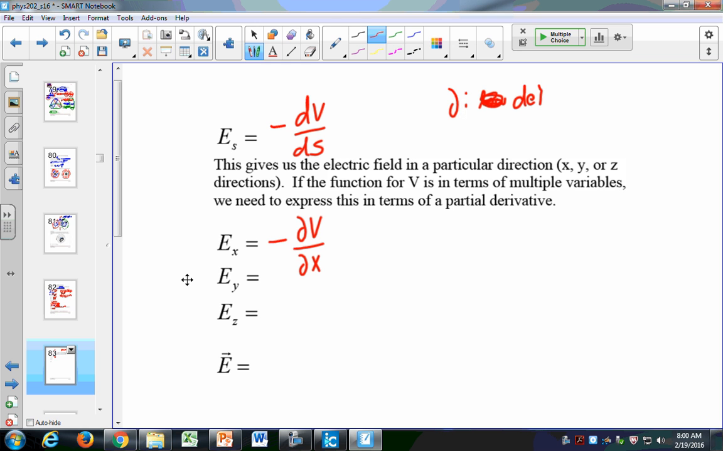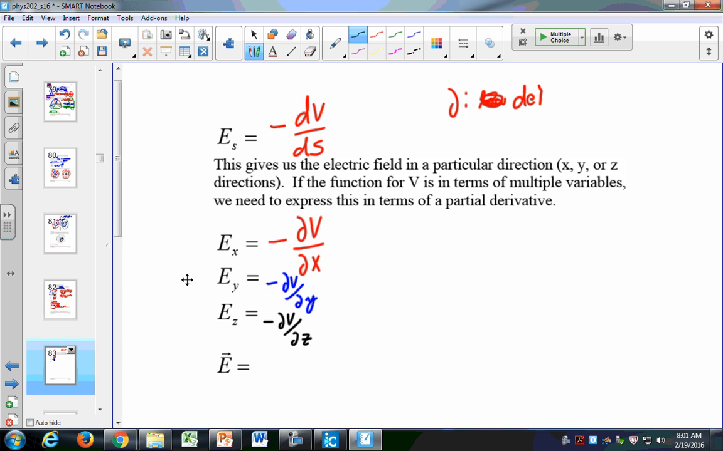Ey is going to be negative del V del y, and then Ez is going to be negative del V del z. Don't worry, I'm going to show you how to do this. It's not much different from a regular derivative. It's just that when you have an equation with multiple variables in it, say x, y, and z, if I take the partial with respect to x, I treat y and z like they're constants. So I just treat those like numbers. So you'll find that partial derivatives are just like derivatives. They're very similar, but you just have to treat those extra variables as constants.